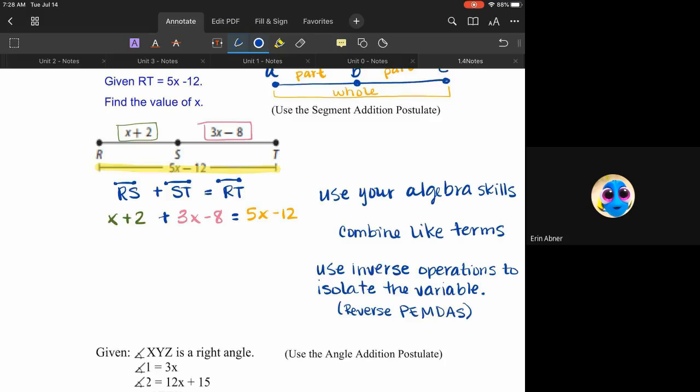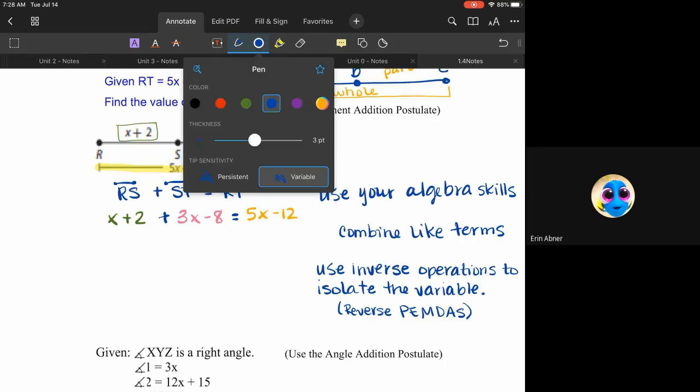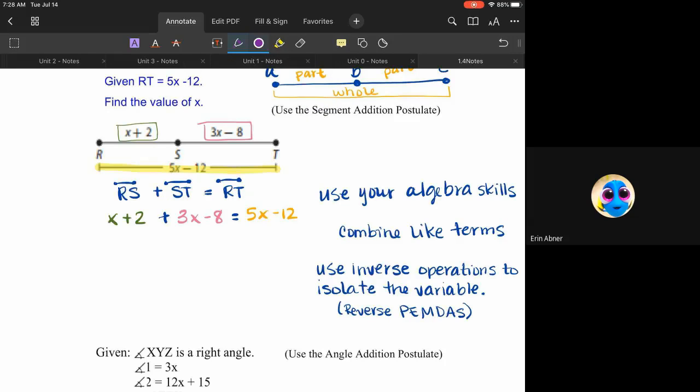Okay, here we go. So the first thing I'm going to do is combine like terms. Well, I want to know what terms that I have that are the same. So I'm going to solve in a different color that I didn't use. So I'm going to solve in purple. So the first thing I'm going to do is find my terms that are the same. So x is the same as 3x. Mind you, I have not gone across the equal sign because going across the equal sign requires me to use an inverse operation, which I'm not using yet.